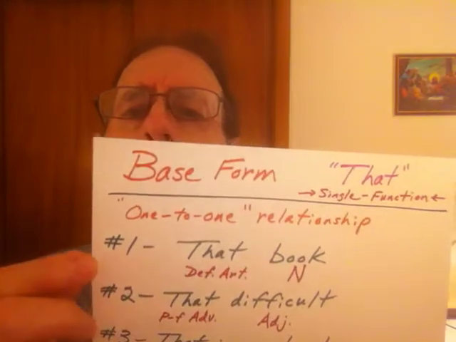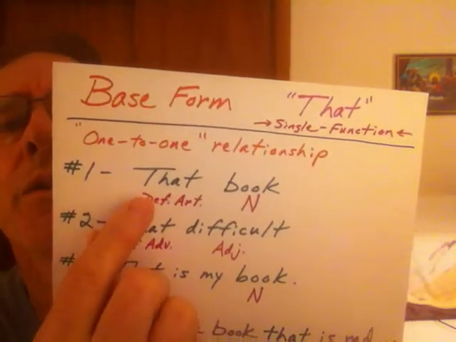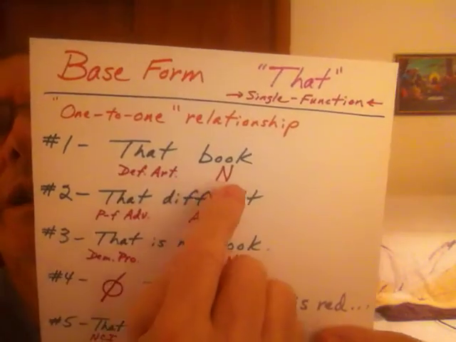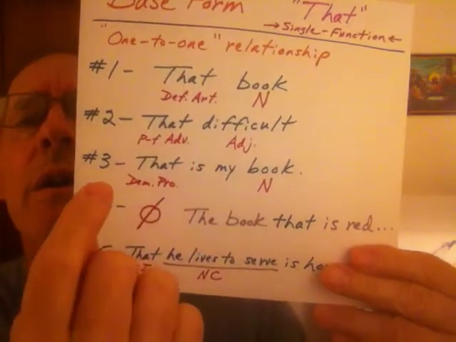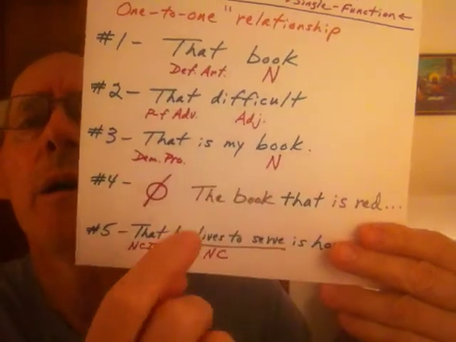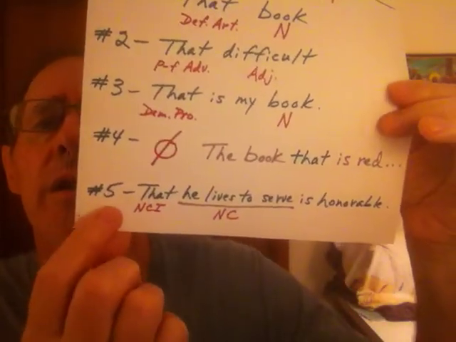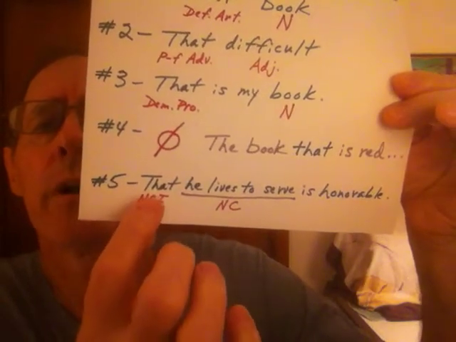So anyway, what we discussed is the word "that" ordinarily is used in what I call a base form. A base form means it has a one-to-one relationship. In other words, the word "that" has a one-to-one relationship with another word. And in each particular instance, it performs a single function. For example, base form number 1, function number 1, you have "that" with a noun. And number 2, as a pro-form adverb, you have "that" with an adjective. And function number 3, you have "that" with a noun. And number 5, which we haven't discussed yet, you'll see has a one-to-one relationship with a noun clause.